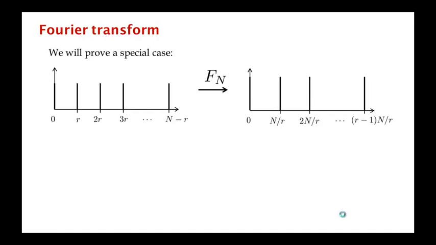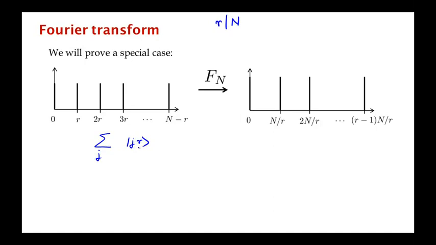Okay, so now let's prove this periodic property of the Fourier transform in a special case. The special case that we'll look at involves, let's assume that the period R divides n, and let's assume that our initial superposition is non-zero only on multiples of R. So let's say that our initial superposition is of the form sum over j of |jR>. So these are the only values which have non-zero amplitude.